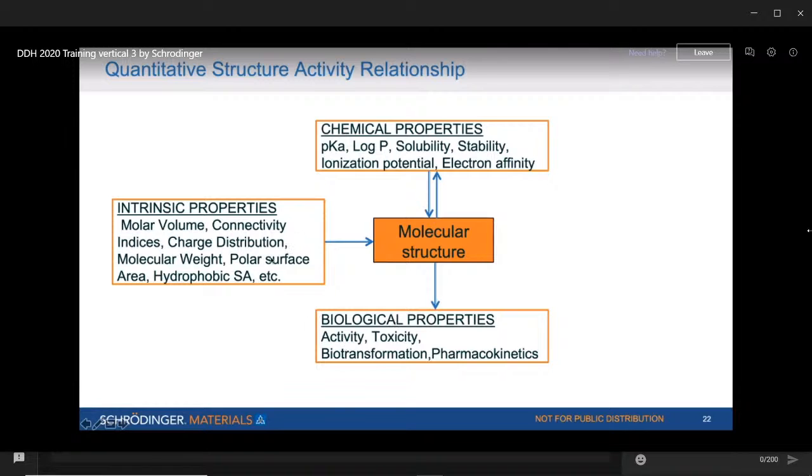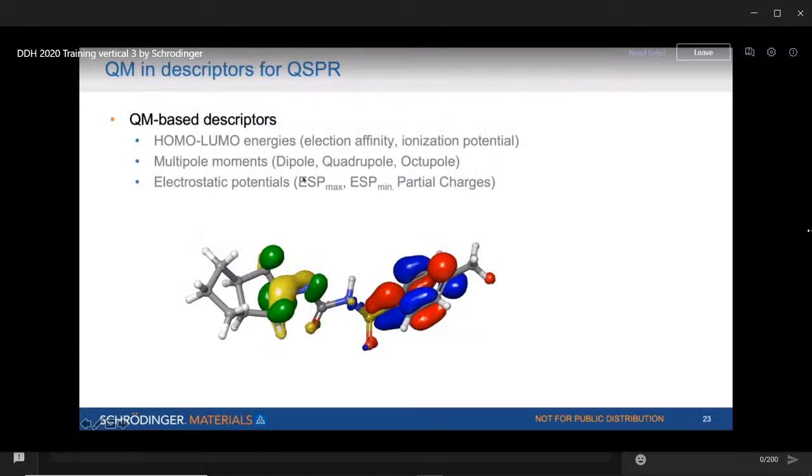Here it could be chemical properties or intrinsic properties, but over the last decade or so, people use properties such as electron affinity and ionization potential. These come from quantum mechanical calculations. HOMO-LUMO energies, you can go and check, there are hundreds of publications out there which use HOMO-LUMO energies as descriptors for QSAR or QSPR models. Then multipole moments: dipole, quadrupole, octupole moments. As I told you, your binding energy is strongly influenced by the partial charges on each and every atom. So if you can use them as descriptors to fit your QSPR model, that means you are going to get the right kind of QSPR model.